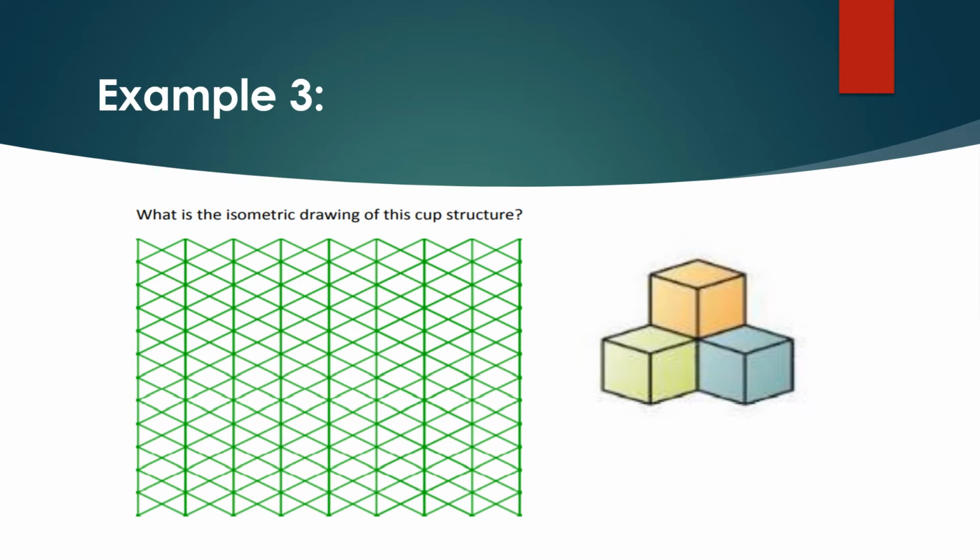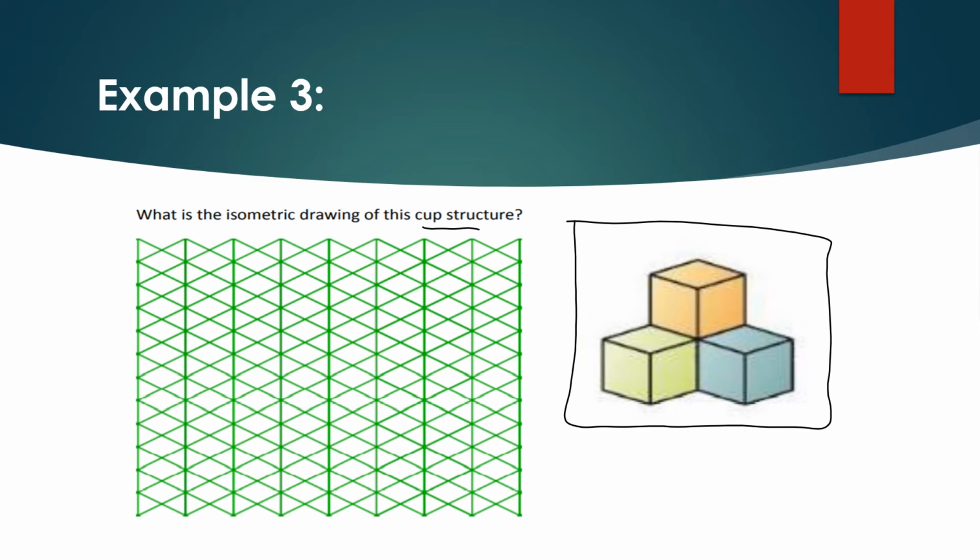So here in example 3, they're asking us to do an isometric drawing of, I don't know why they're calling it a cup structure, but of these blocks here. Let's ignore this. They want us to draw an isometric drawing of these blocks. So again, I find that it's easiest if I can just get one of the sides. So I'm going to work on drawing just this square here. I find that if I can get something concrete to work with, everything else kind of just falls into place.